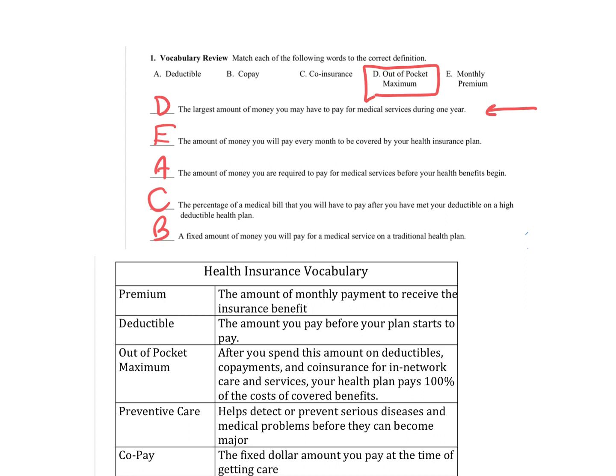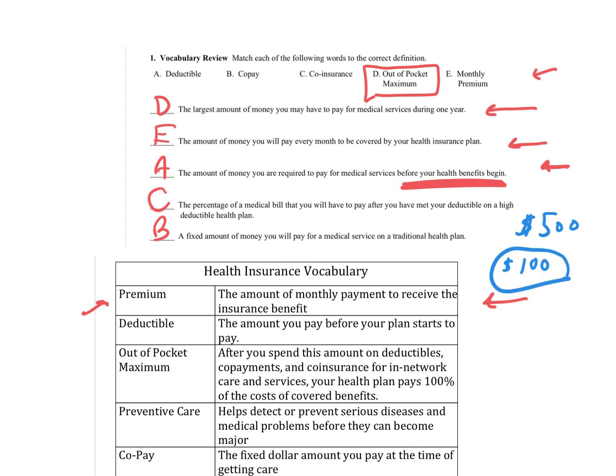The amount of money you pay each month to be covered by your health plan, that's known as your monthly premium. Your premium is the amount of money that you have to pay each month for your insurance benefit. The amount of money you have to pay before your health benefits kick in is known as your deductible. So let's say you have a $500 medical bill, but you have a $100 deductible. You have to first pay $100, and then your insurance plan and you will work out a payment for the remaining $400. So that's going to be your deductible, the amount of money you have to pay before your health benefits kick in.